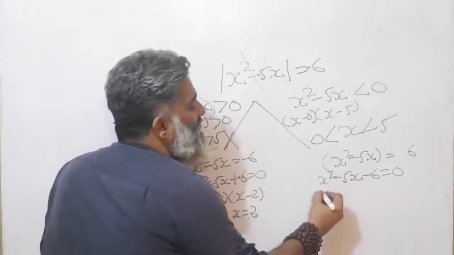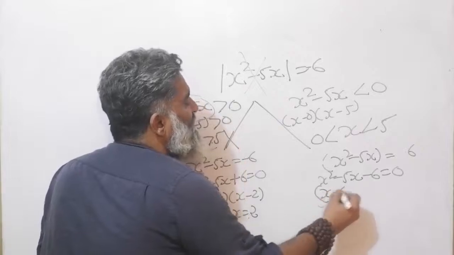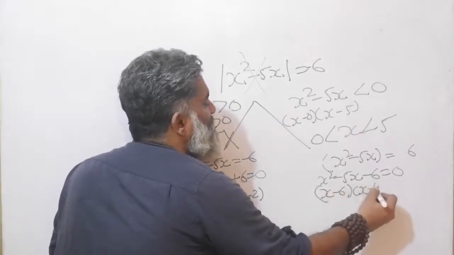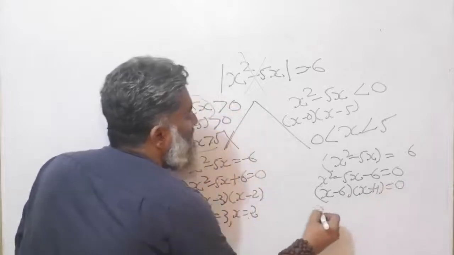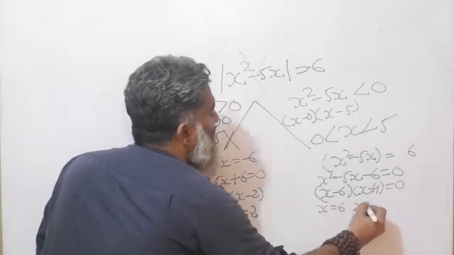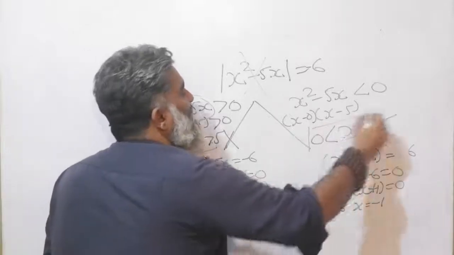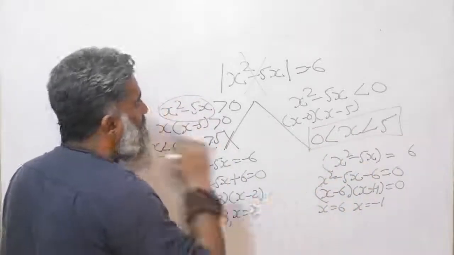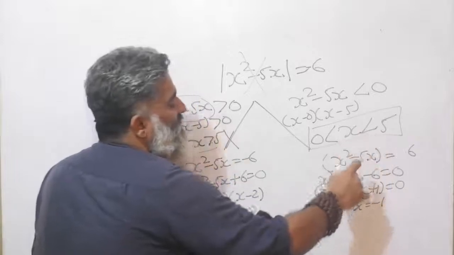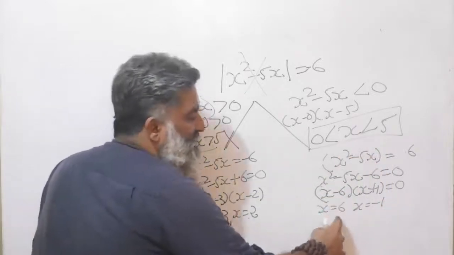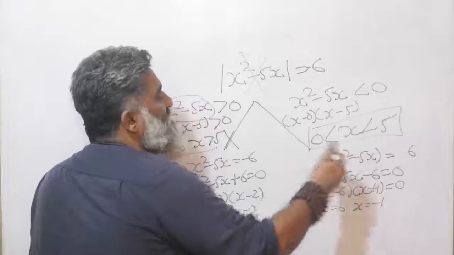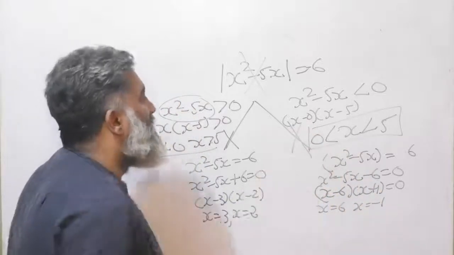Same thing here, factorize this, what you will get is x minus 6 into x plus 1 equal to 0. That means the roots are x is equal to 6 and x is equal to minus 1. You wanted it between 0 and 5, and again 6 and minus 1 are not in this range, so even this story will not work out for me.